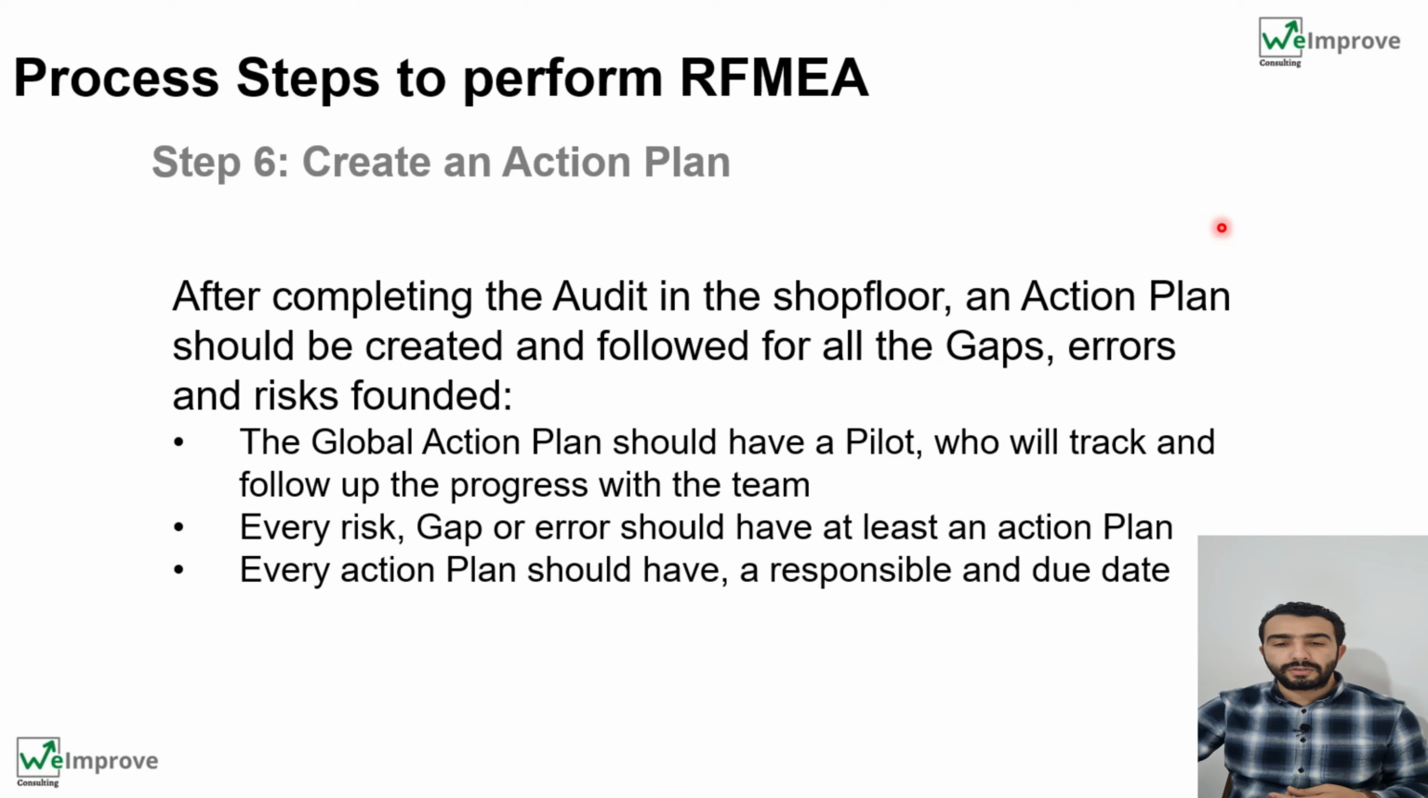So let's go now to the sixth step. After finishing your reverse FMEA on the shop floor, you have to go back to your offices and start to create the action plan for every observation or every gap. So after completing the audit on the shop floor, an action plan should be created and followed for all the gaps, errors, and risks found. The global action plan should have a pilot who will track and follow up the progress with the team. Every risk, gap, or error should have at least an action plan, and every action plan should have a responsible person and a due date.